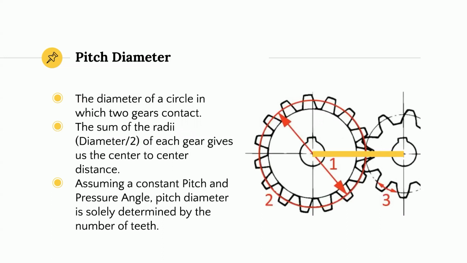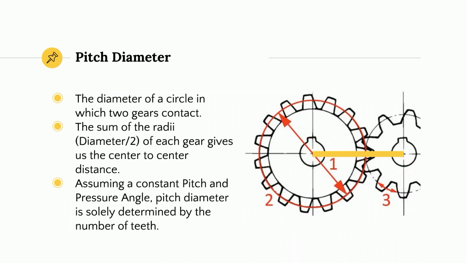Pitch diameter. It is the diameter of a circle at which two gears contact. So on the right, you can see the two pitch diameters, which are that red circle and the dotted black circle. The place where the two gears contact in the middle, that is the place where the pitch diameters end. You can take the sum of the radii, which is the diameter divided by 2, of each gear, and that gives us the center-to-center distance.